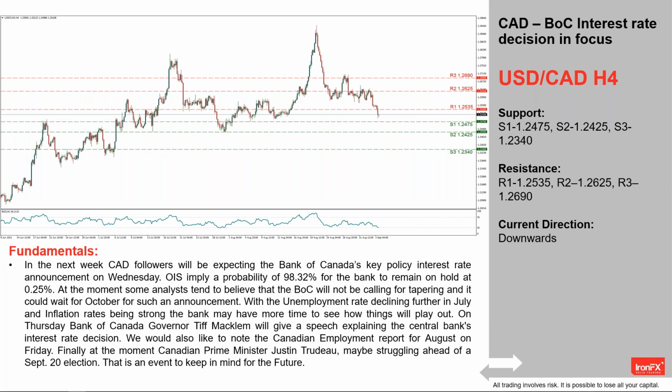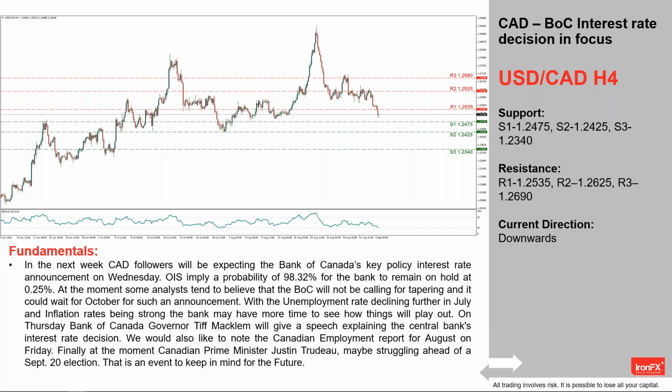In the next week, CAD followers will be expecting the Bank of Canada's key interest rate decision, and it will be on Wednesday. All overnight interest swaps imply a probability of 98.32% for the bank to remain on hold at 0.25%. At the moment, some analysts tend to believe that the BOC will not be calling for tapering, and it could wait for October to make such an announcement. With the unemployment rate declining further in July and inflation rates being strong, the bank may have more time to see how things will play out.